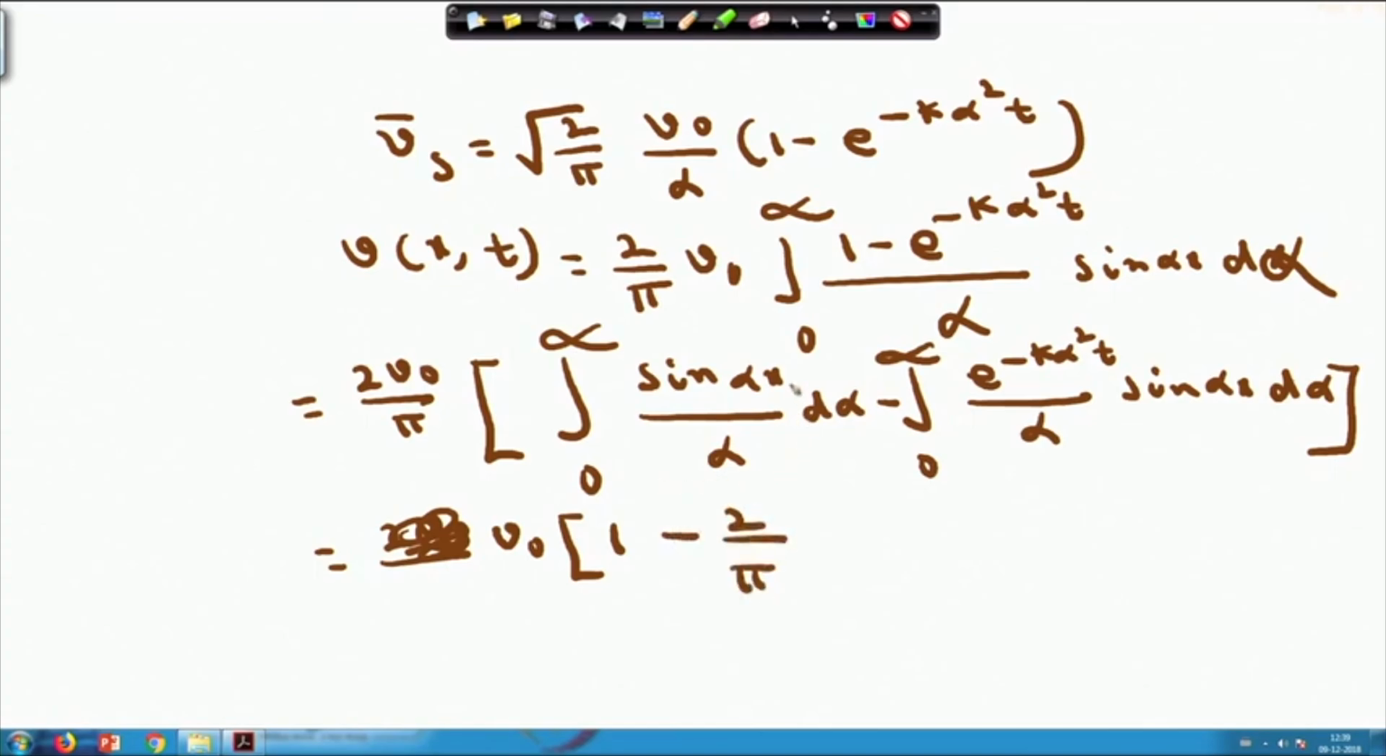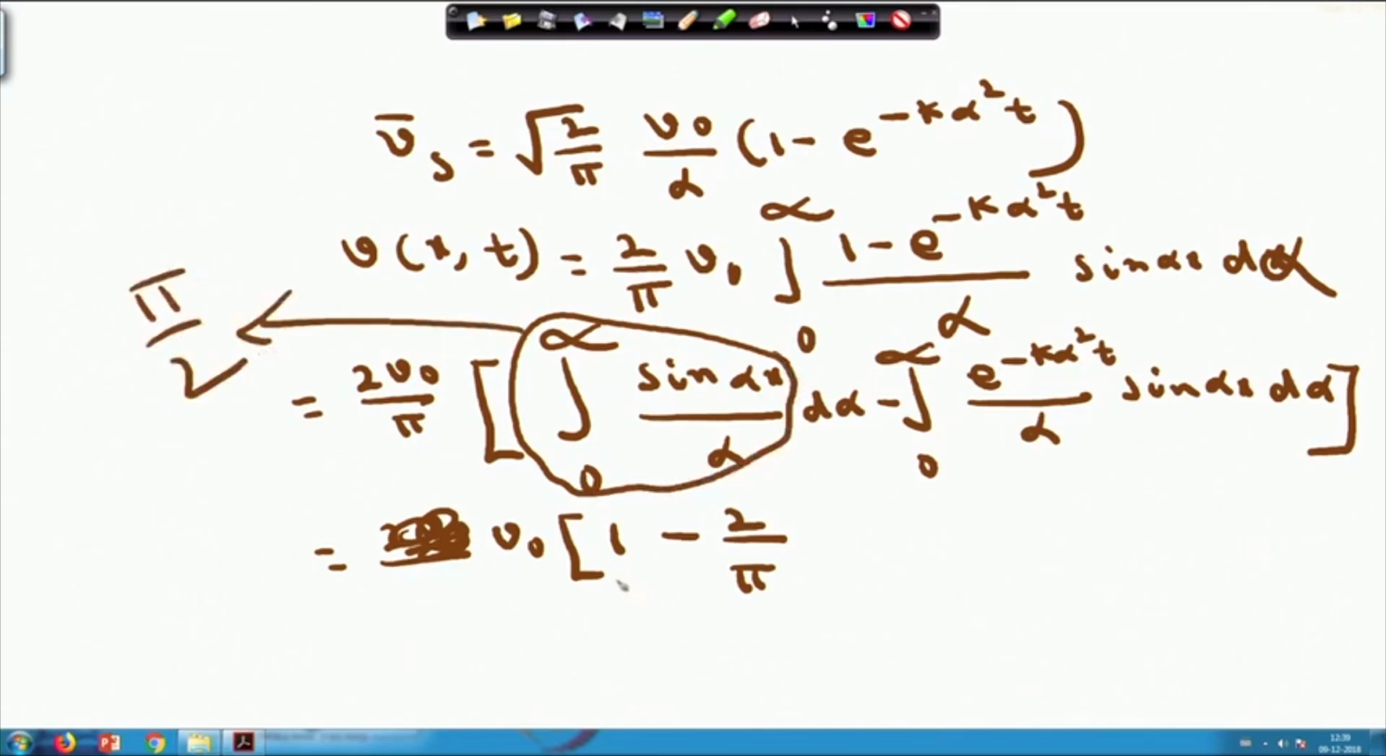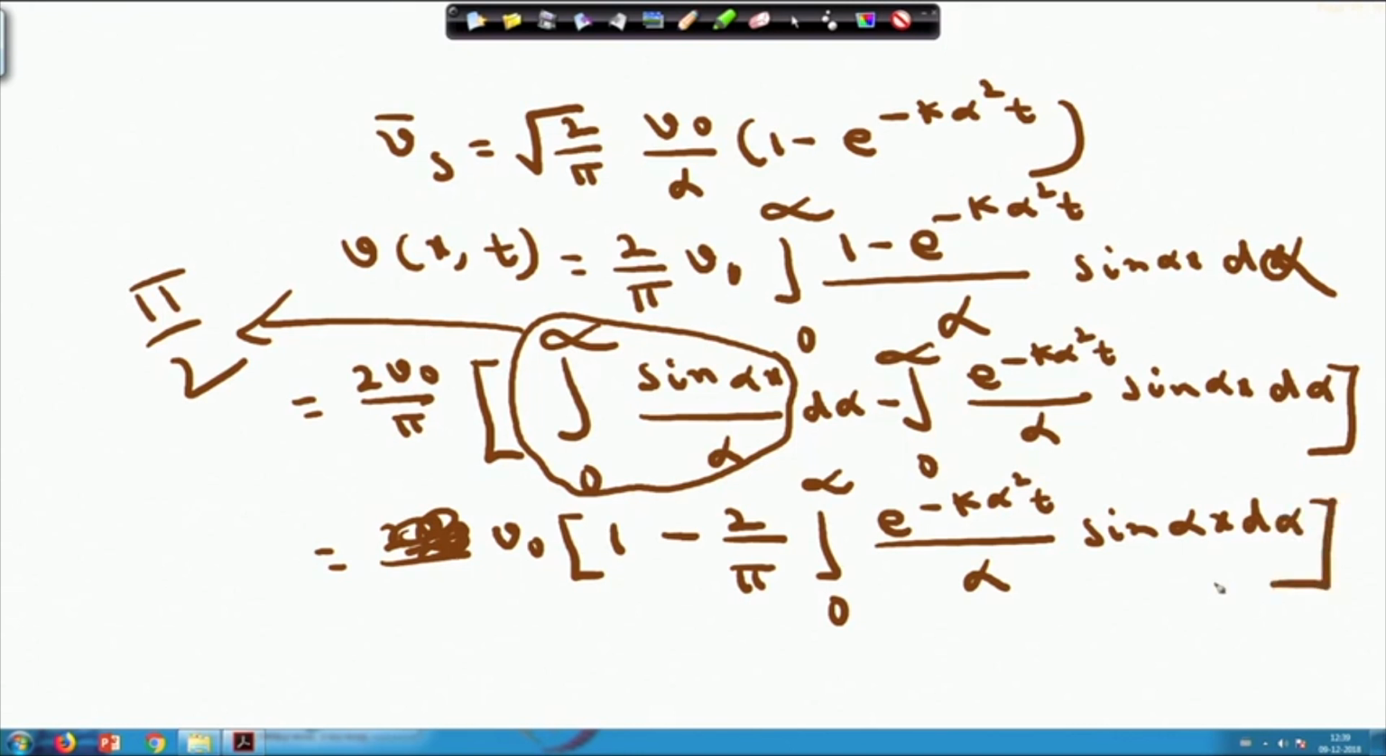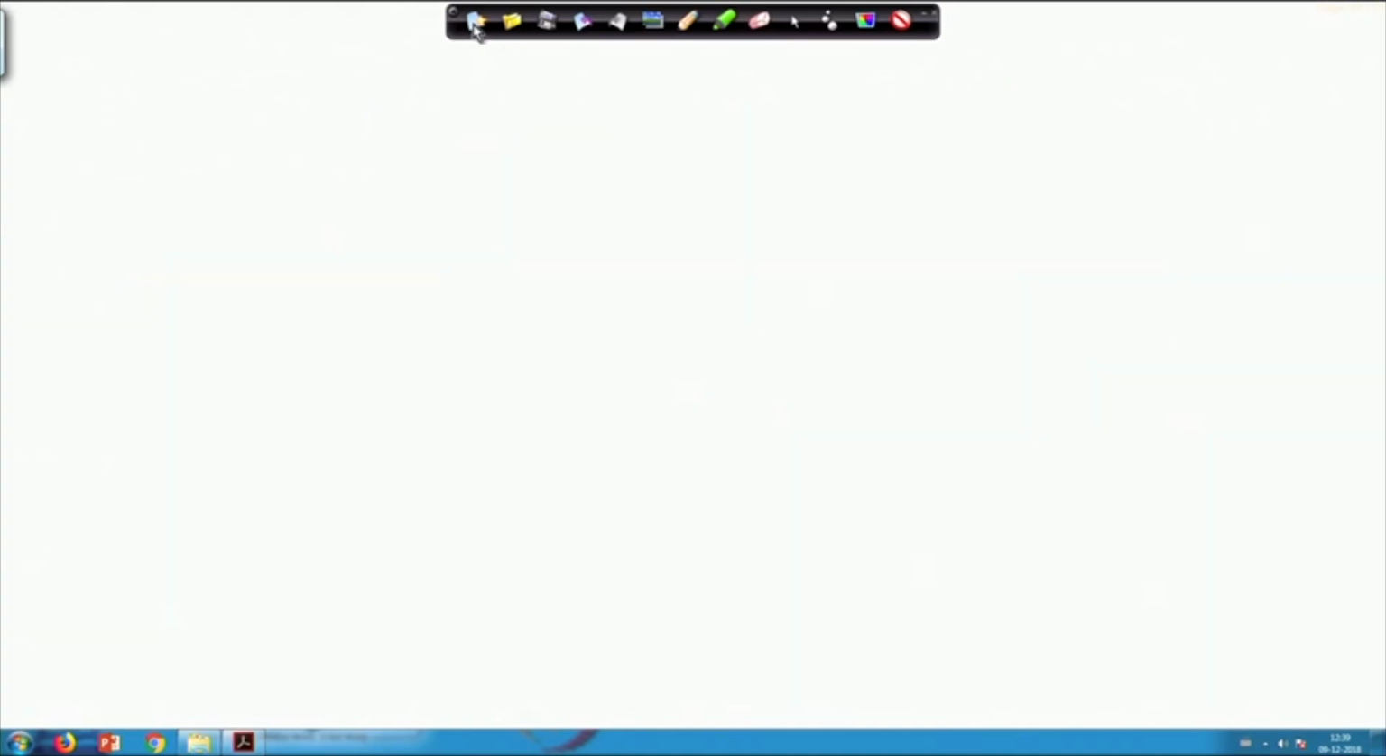Please note that this value I have substituted as pi by 2. Please note this thing. So, this will be becoming 2 by pi, integral 0 to infinity e power minus k alpha square t by alpha into sin of alpha x into d alpha. So, my next job is to find out the value of this integral. So, let us start from here.